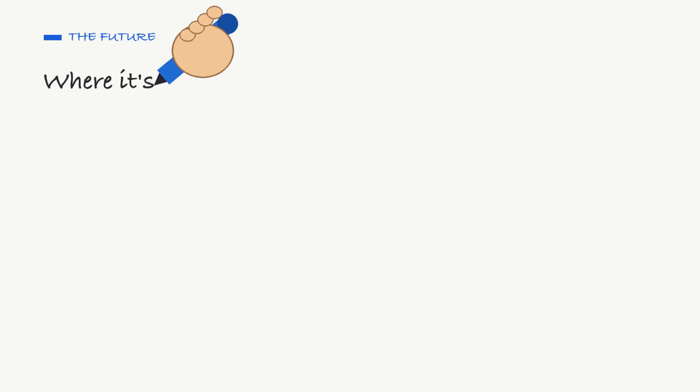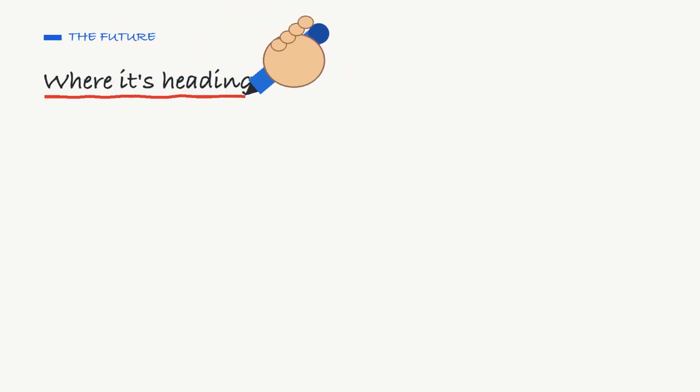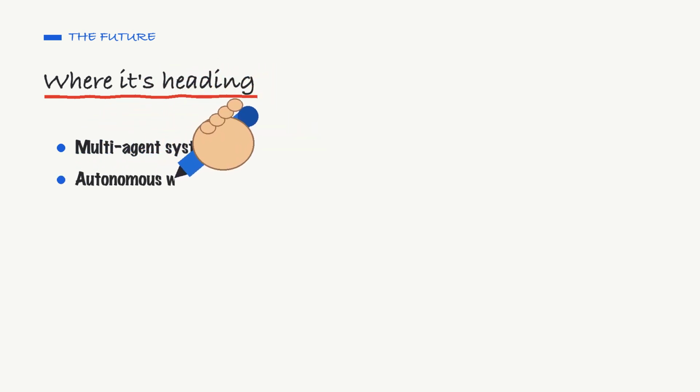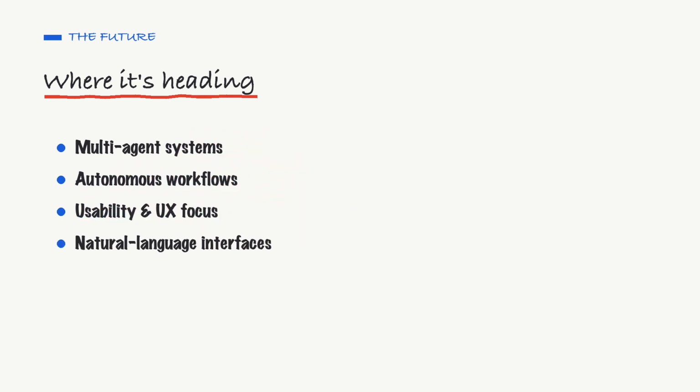Toward multi-agent systems, agents that collaborate to run autonomous workflows. And toward usability with simpler interfaces, some, like watsonx Orchestrate, driven by plain natural language. The trend is clear: more capable and easier to use, lowering the barrier for everyone.